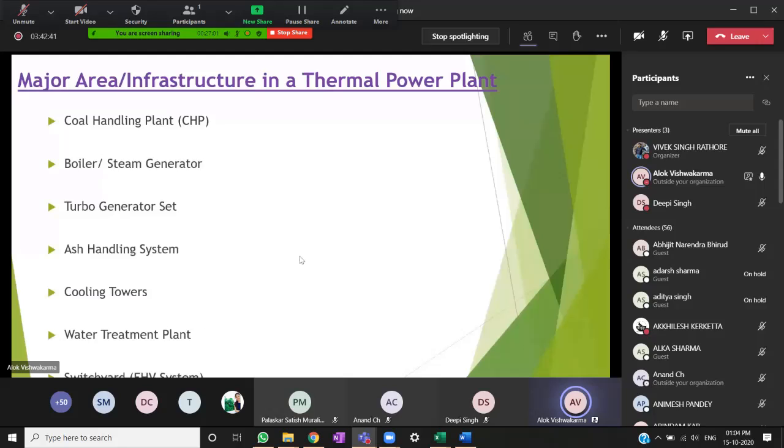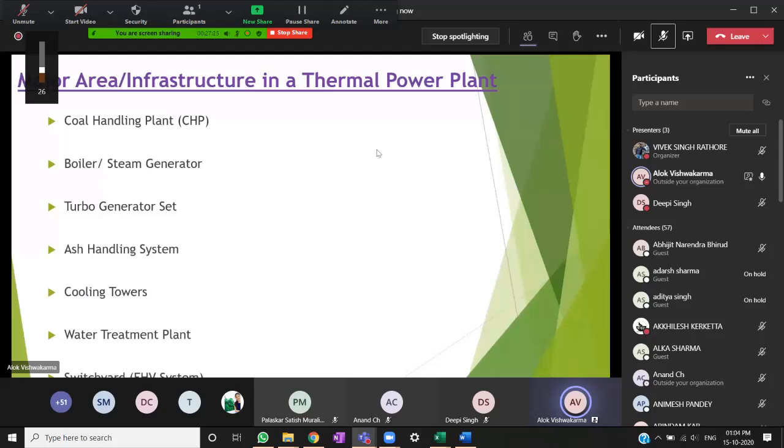Then finally, this is the switchyard. This is an electrical system where the electricity generated by the generator is finally linked to the switchyard for further distribution and transmission at different levels. So these are the major infrastructure we can say is in a thermal power plant.